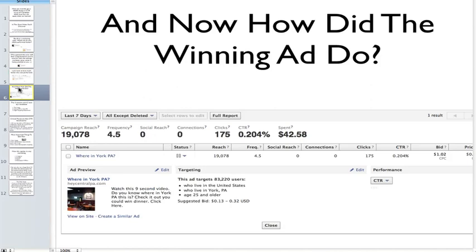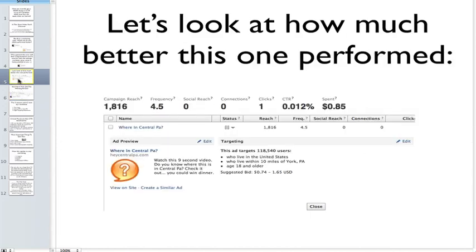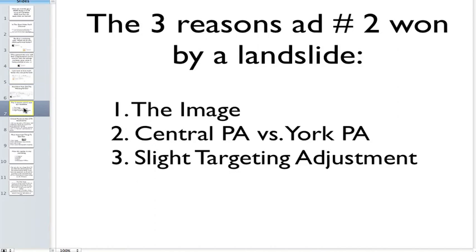I made it so that it's only those who live in York, PA. So we're speaking specifically. Why is that important? Because it's possible that the extra 30,000 or 35,000 people that we were targeting here don't actually live in York. They might live in a suburb of York, Dover, or I don't even know the York suburbs as well as Ryan does. So again, it's not speaking specifically to them. So again, the image, Central PA versus York, PA, and the slight targeting adjustment.